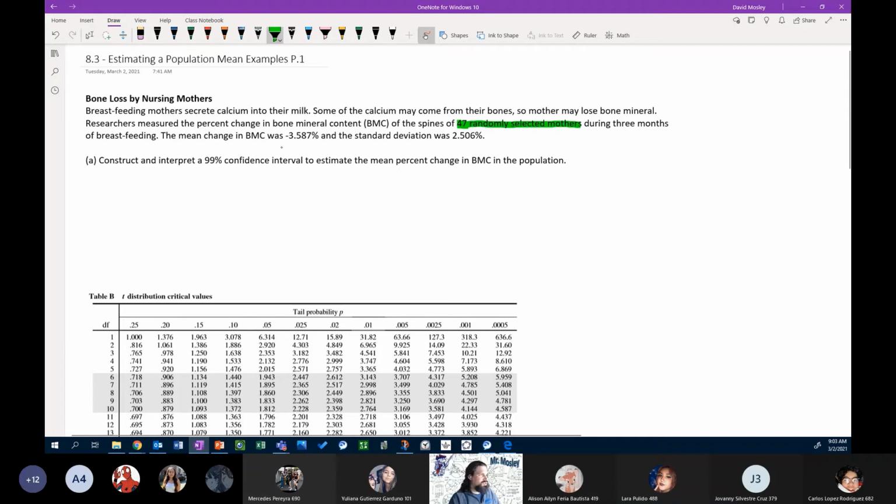The mean change in BMC was 3.587%. The standard deviation was 2.506%. So this would be x bar, and that's s sub x. We want to construct and interpret a 99% confidence interval to estimate the mean percent change in BMC in the population. To do this, we're going to use our 4-step process. Step number 1 is state.